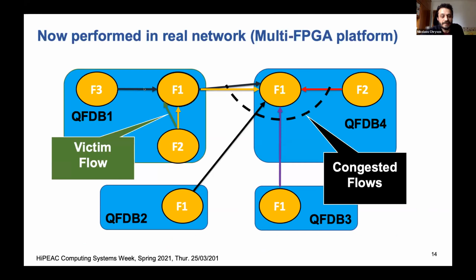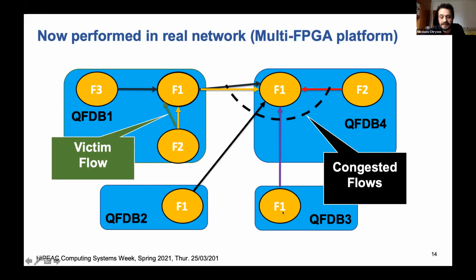So this is the testbed of EuroEXA, which has this QFDB. Each QFDB is a board with four FPGAs, each FPGA has four processors, and each FPGA has its own network interface. So you have a network interface here, here, and here, and of course you have the interconnect, which in EuroEXA is the INFN APEnet interconnect, which interconnects all these things.